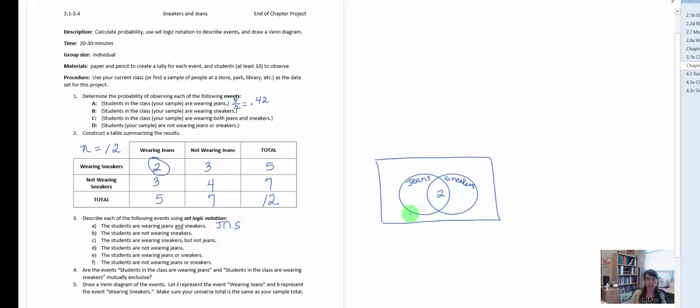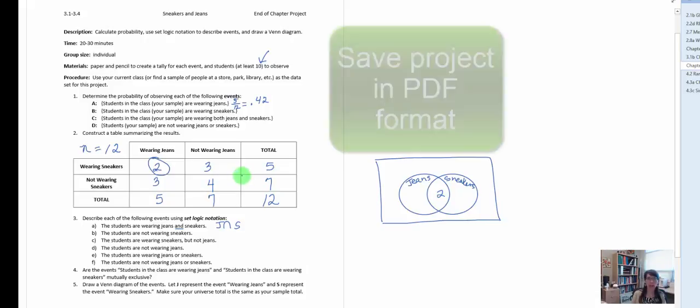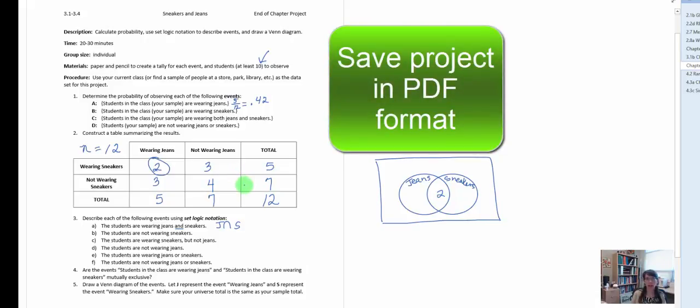So when you do this project, I've recommended that you have at least 10. You can have more than 10 people that you're observing for sneakers and jeans or whatever two categories you're going to choose. Just make sure that all of the numbers in your universe then are going to add up to the correct value. Once your project is complete, you're going to save your project as a PDF. Make sure it's in PDF format.